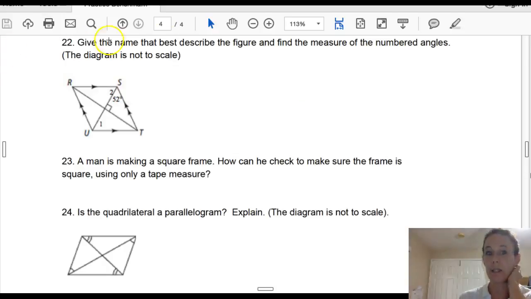Number 22 asks us to give the name that best describes this figure and then find the measure of the numbered angles. So let's look at this figure. I have both sets of opposite sides parallel. So I have a parallelogram first off, for sure.